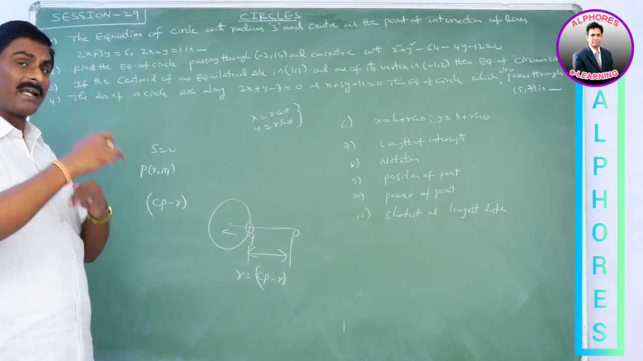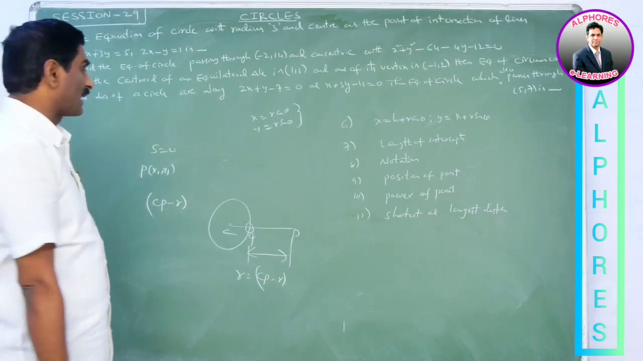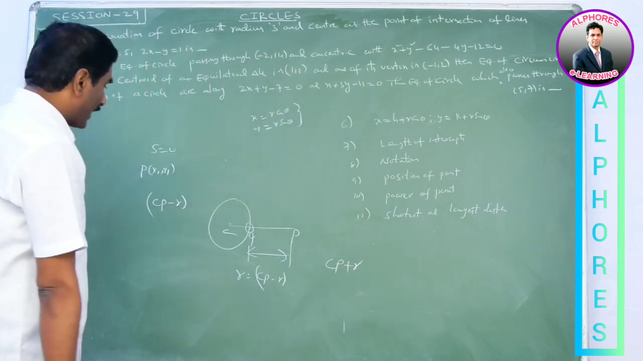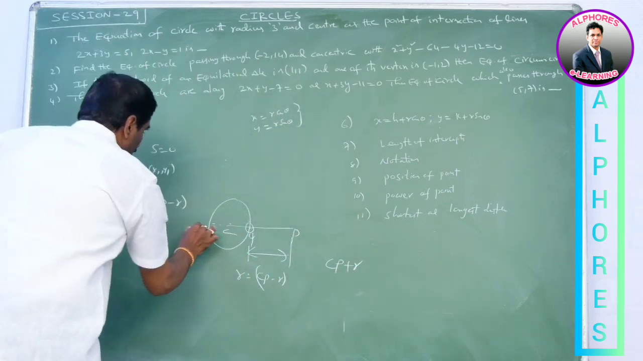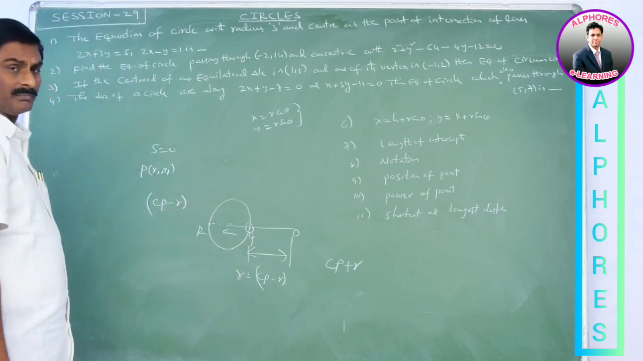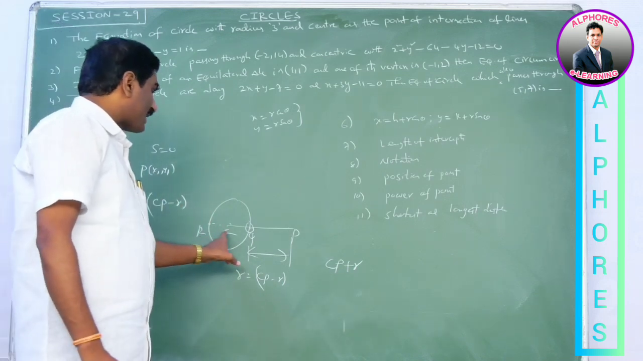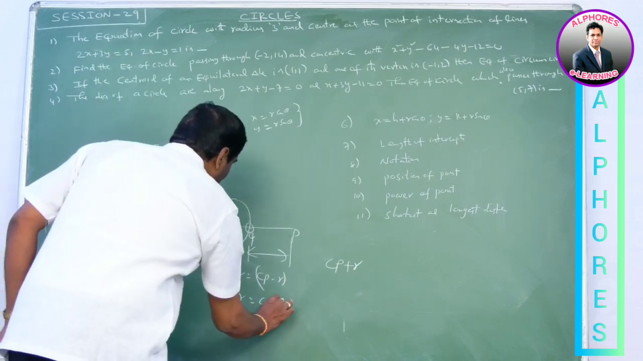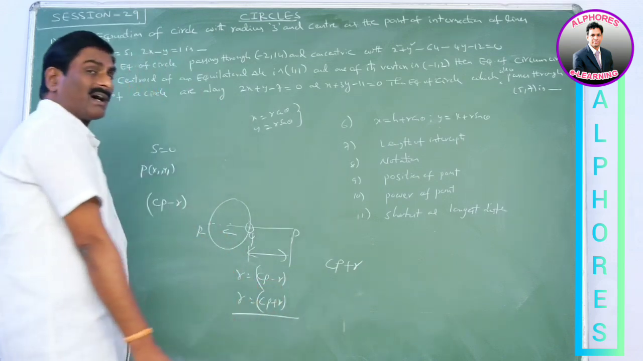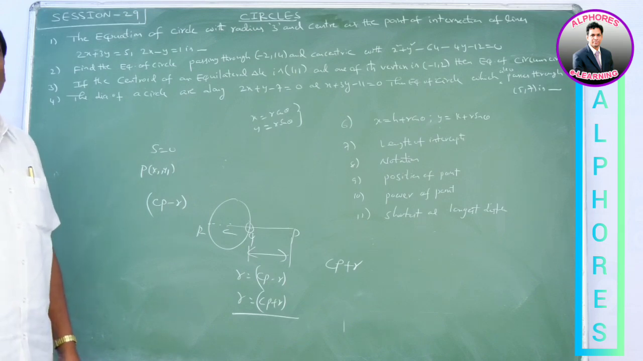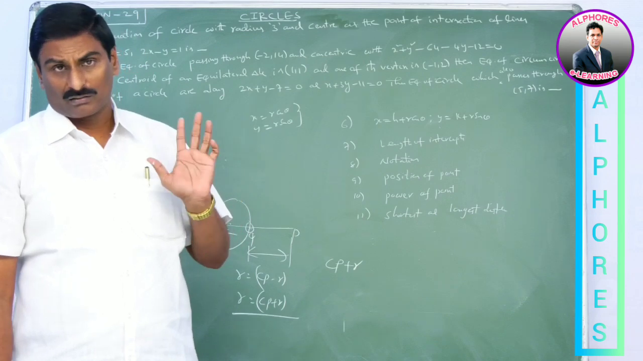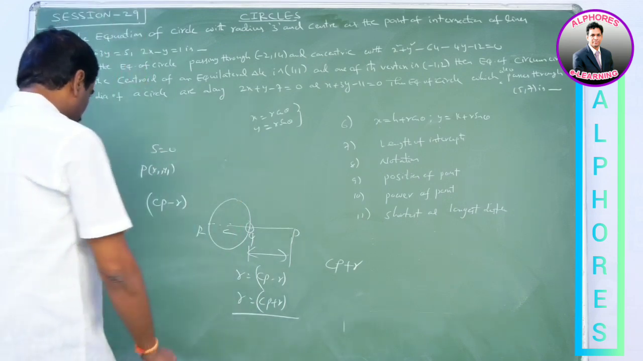Similarly, the greatest distance from P to any point on the circle is CP plus R. In this case, suppose this point is capital R. This R divides the line segment CP in the ratio of R is to CP plus R externally. Shortest distance is CP minus R. Greatest distance is CP plus R. Okay. Next.